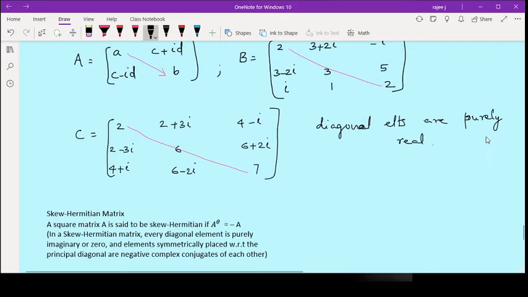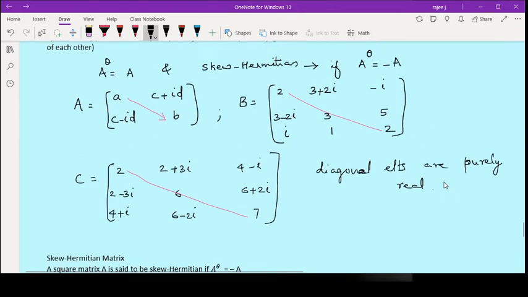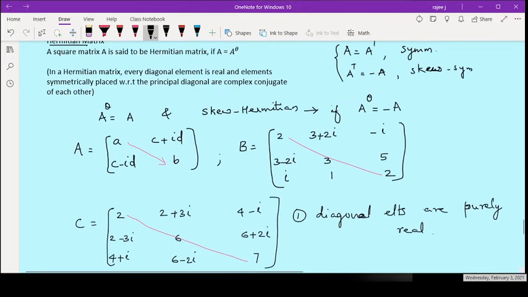Okay. And second property what you are seeing there. First we saw diagonal elements are purely real, means there is no i with that one. Now second property, if you observe it very carefully, we can see, say, look at this c plus id and c minus id. What are they? Is there any relation between them? Conjugate. They are conjugate of each other.